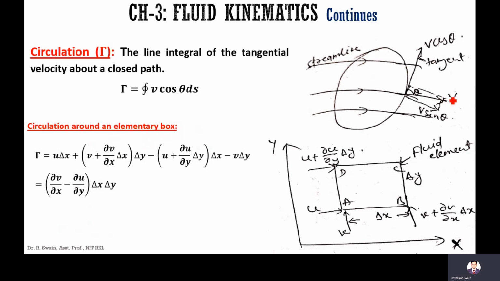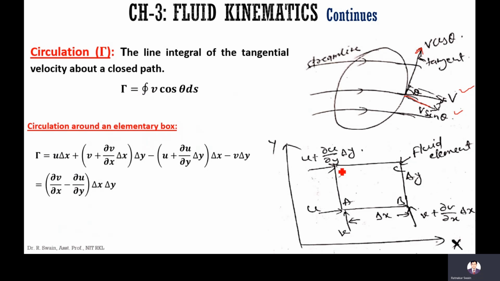The velocity along the streamline is v, and this is the rotational flow, and the component tangential to this rotational flow is v cos theta. In the normal direction, it is v sin theta. So the circulation is the integration of v cos theta into ds, where ds is the distance traveled. So this tangential velocity into distance will give you the circulation.